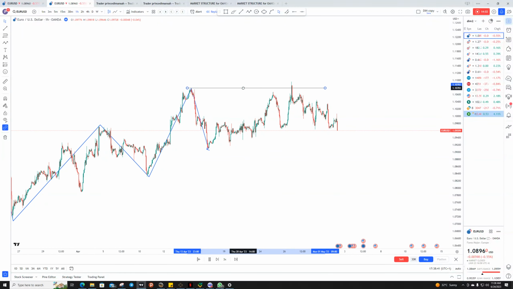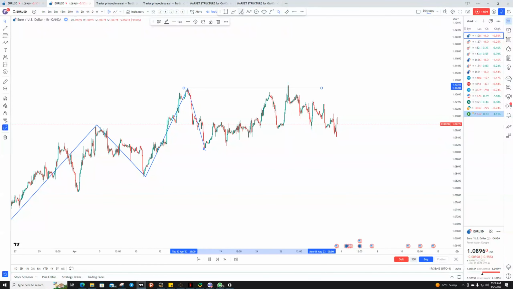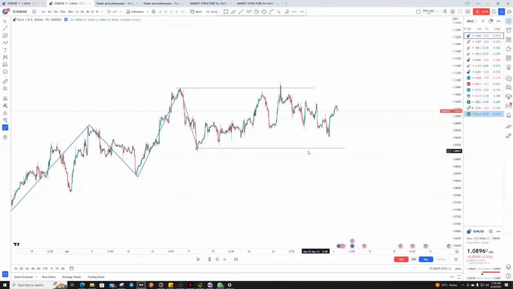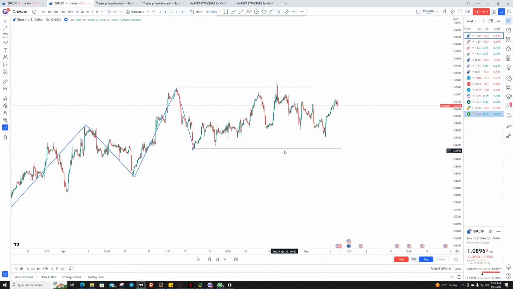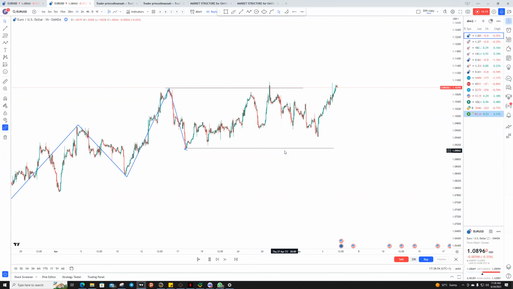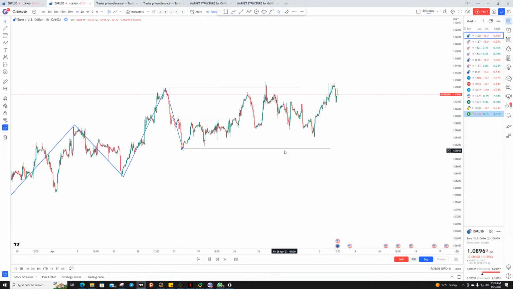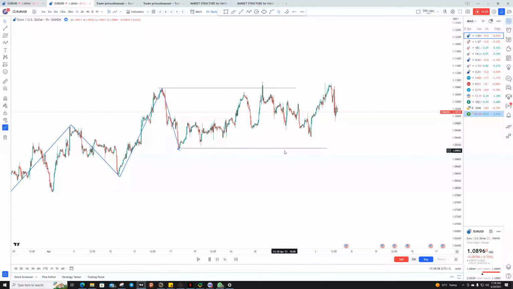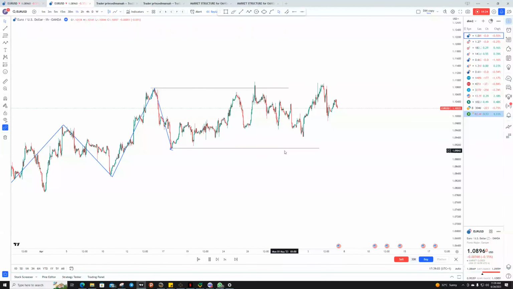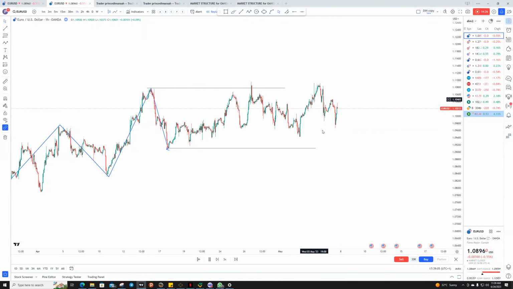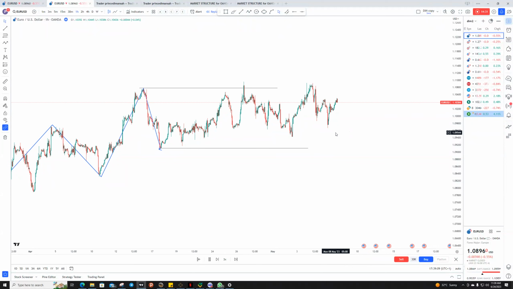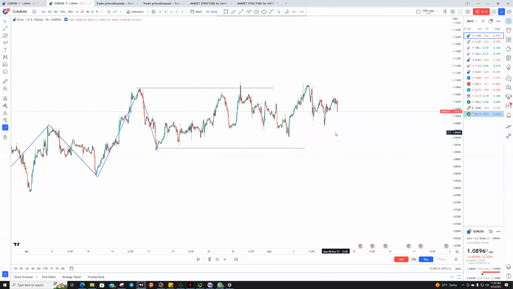So let's see whether this low will be violated. My focus will be on this low. Let's see what happens. Now it's pushing higher, but it comes down again. So the market is now just going sideways for the meantime. We have not seen any clear new high or any new low being created.